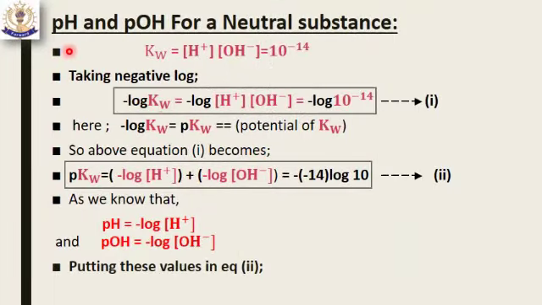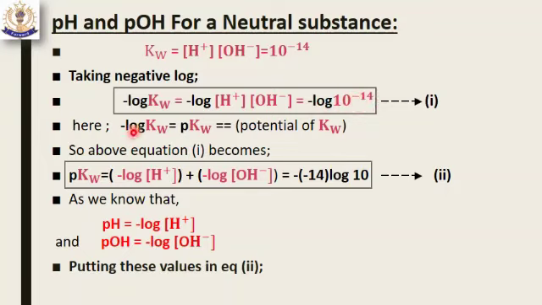How can we calculate both the pH and pOH for a neutral substance? As we know, Kw equals the molar hydrogen ion concentration times the molar hydroxyl ion concentration, and this equals 10 raised to power minus 14. To make it positive and a bigger value, we take the negative log on each side of this equation. We get negative log Kw equals negative log of this term and negative log 10 raised to power minus 14. We get this equation 1.